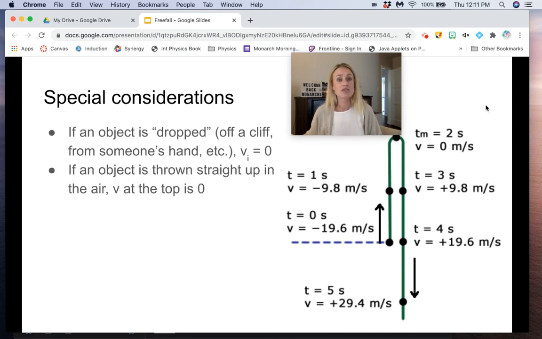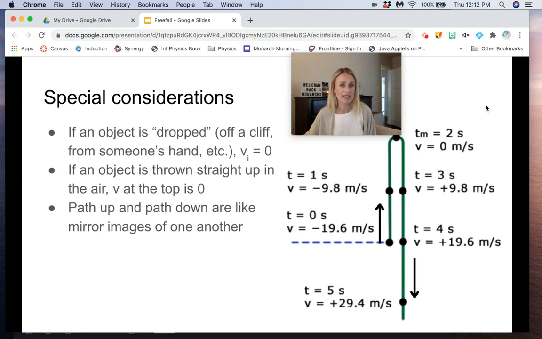If an object is thrown straight up into the air, it's going to go up, pause at a velocity of 0, and then come back down. So the velocity at the very top is 0, and you can see that in this drawing as well. This is important because sometimes the questions ask us for the maximum height of the object or something like that. So you can use this special consideration for that, saying your final velocity at the very top is 0.